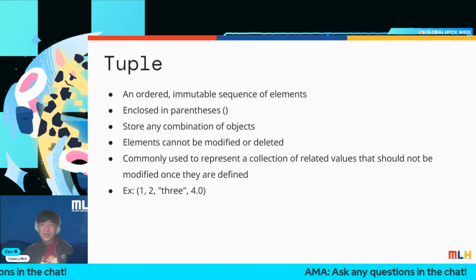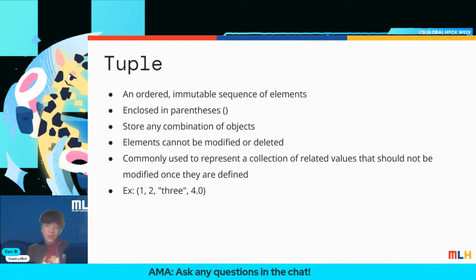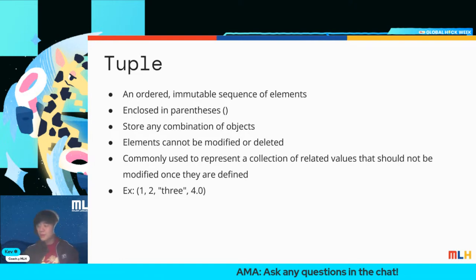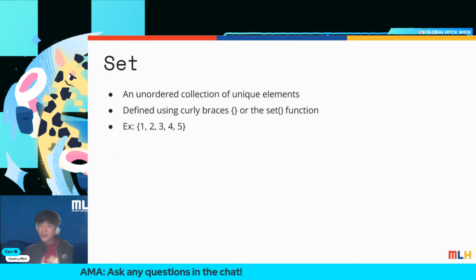In our example, tuples can also have any type of object as well, right? So we have our integer data type, we have strings in that tuple as well as a float in that tuple. It's really useful and really good to have. Okay, from there, we're actually going to move on to our next topic, which is set.